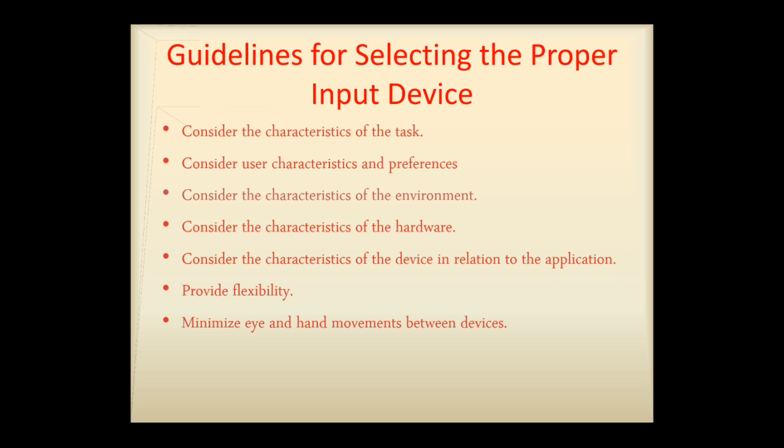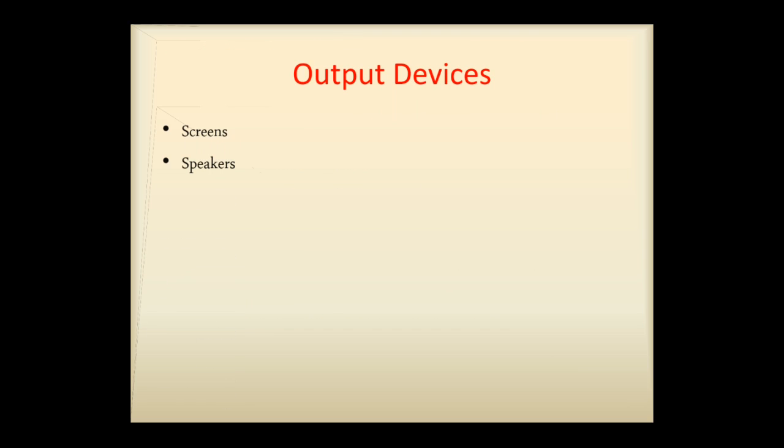Having discussed the various input devices, studied the characteristics of each of them and the guidelines for selecting the proper input devices, now we move on to output devices, right? The computer communicates to the user through the output devices, the most common one being the display screens. These screens are very useful for presenting a wide range of visual elements and complex data, right?